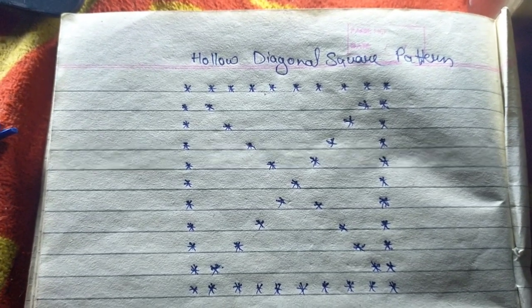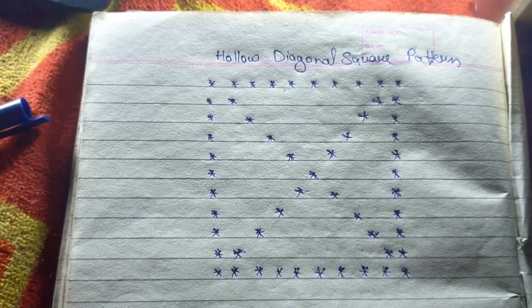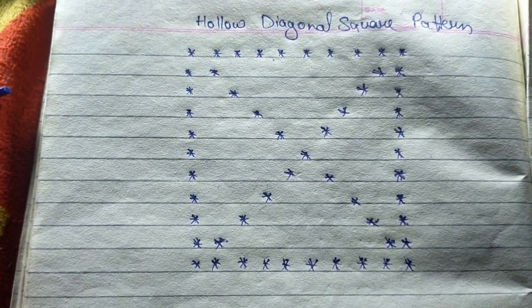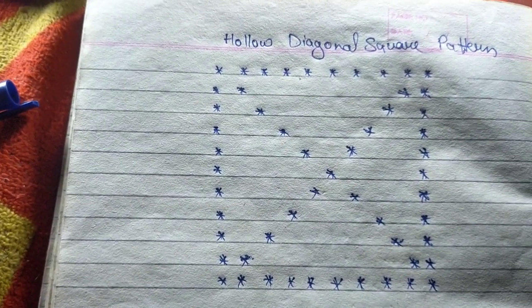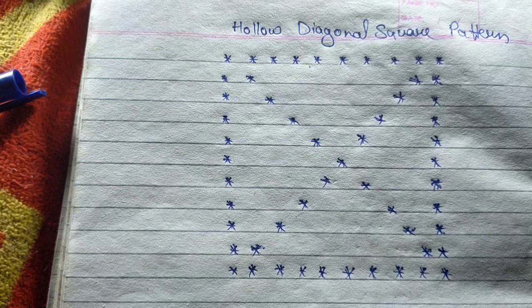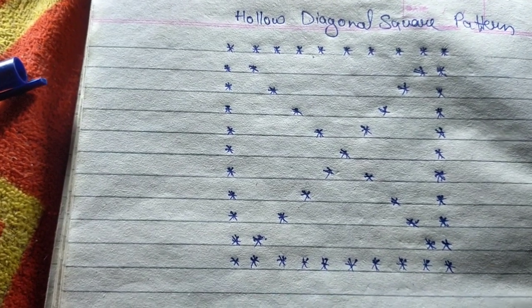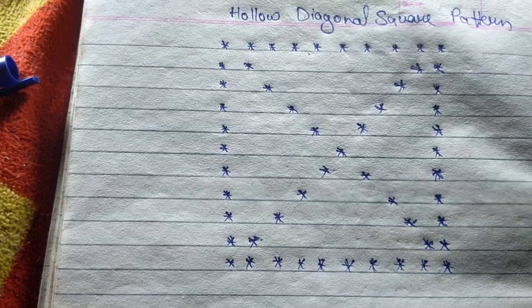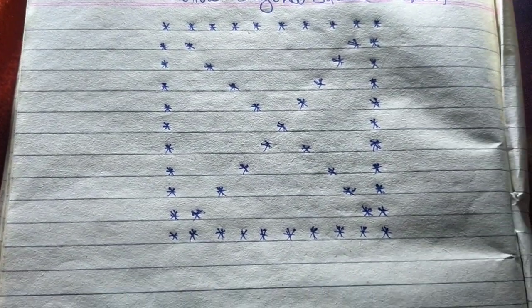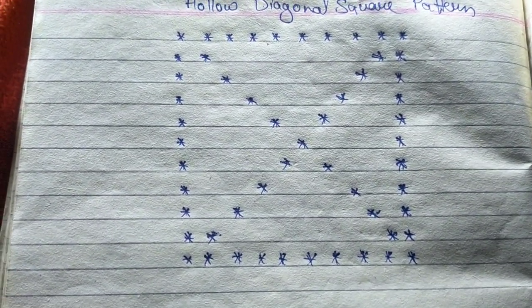Hello guys, today we are going to print the hollow diagonal star square pattern. As always, I say carefully observe this pattern. I have previously explained the square pattern and the diagonal cross pattern, which I taught you in my previous video.